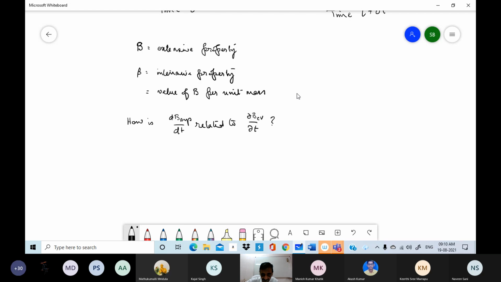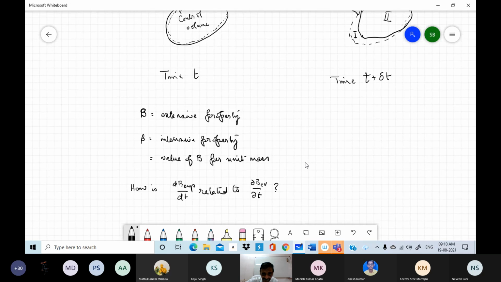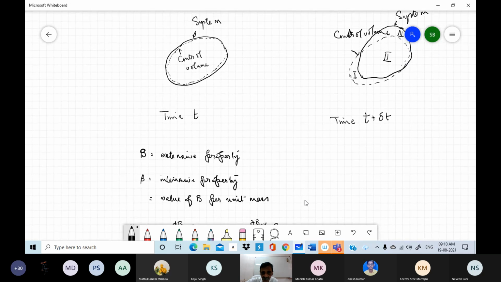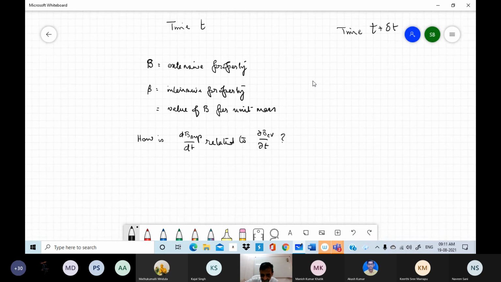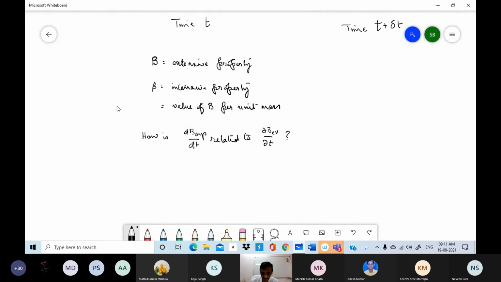So let's start from the very definition. dB system would be the value of B for the system at t plus delta t minus the value of B for the system at t, divided by delta t, limit delta t going to 0.